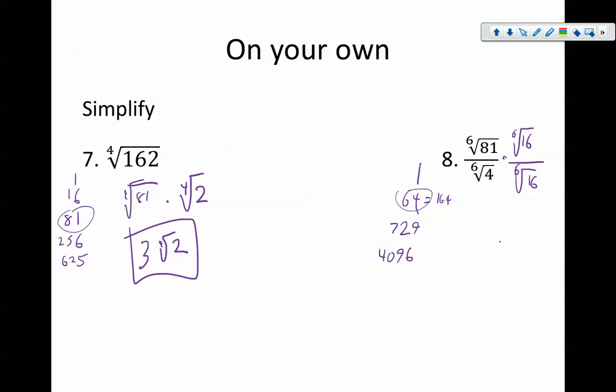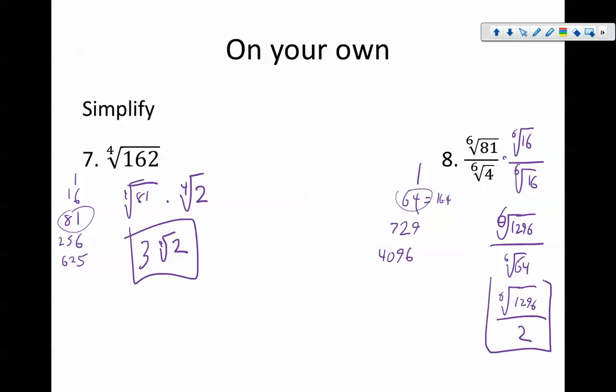Which means on the top I've got 81 times 16, so that's the fourth root, or sorry, the sixth root of 1,296, and that's going to be over the sixth root of 64. But the sixth root of 64 we can simplify down to 2. And so that's my final answer, the sixth root of 1,296 over 2.